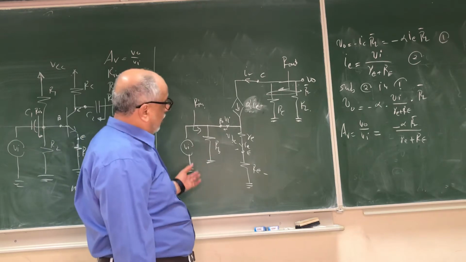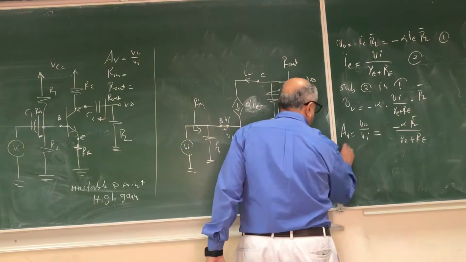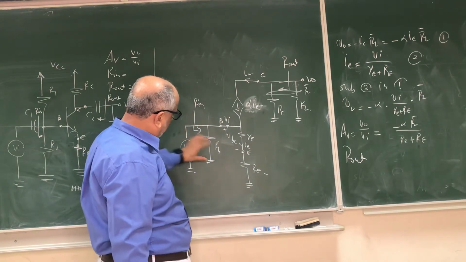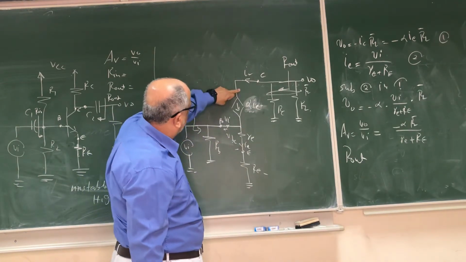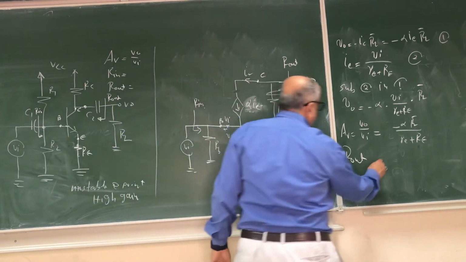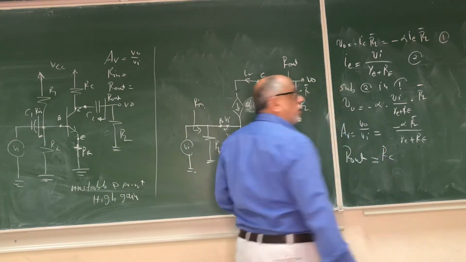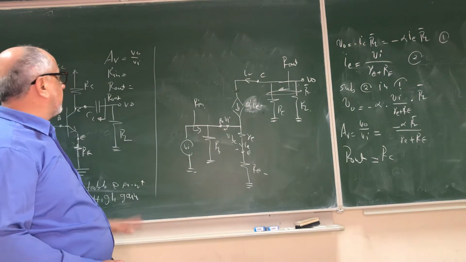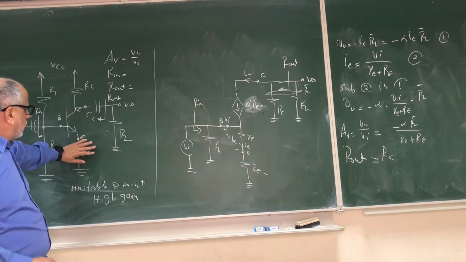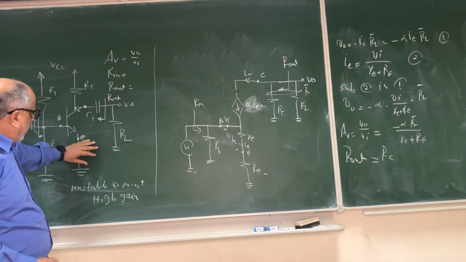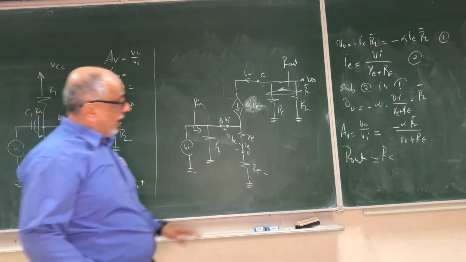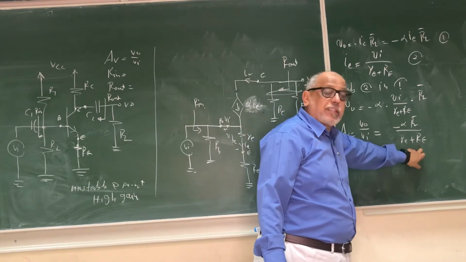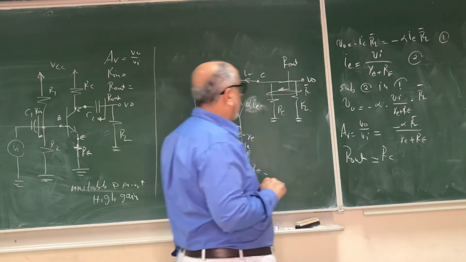Now, for the output resistance, I will do it first. For R out, we do the same thing. We'll short this. When we short this, IE will be 0. If IE is 0, this will be open circuit, and R out is the same as the previous one, which is RC. So this configuration has nothing to do with the output resistance. The output resistance with or without RE will be the same. But you can see here the gain changed now, right? We will divide by RE, which means the gain will decrease.